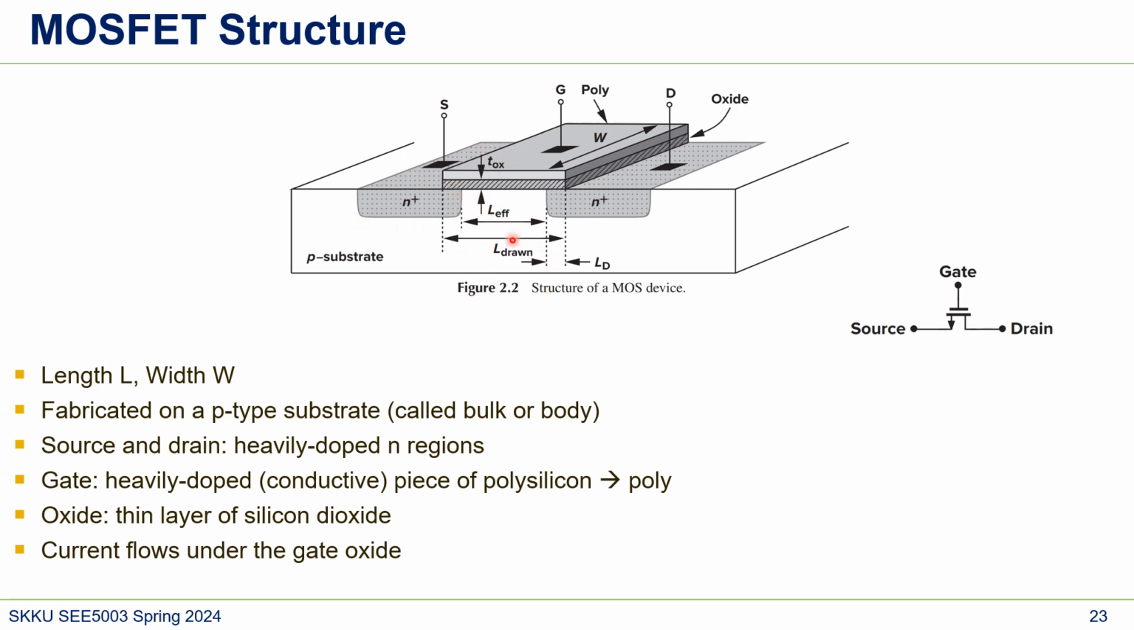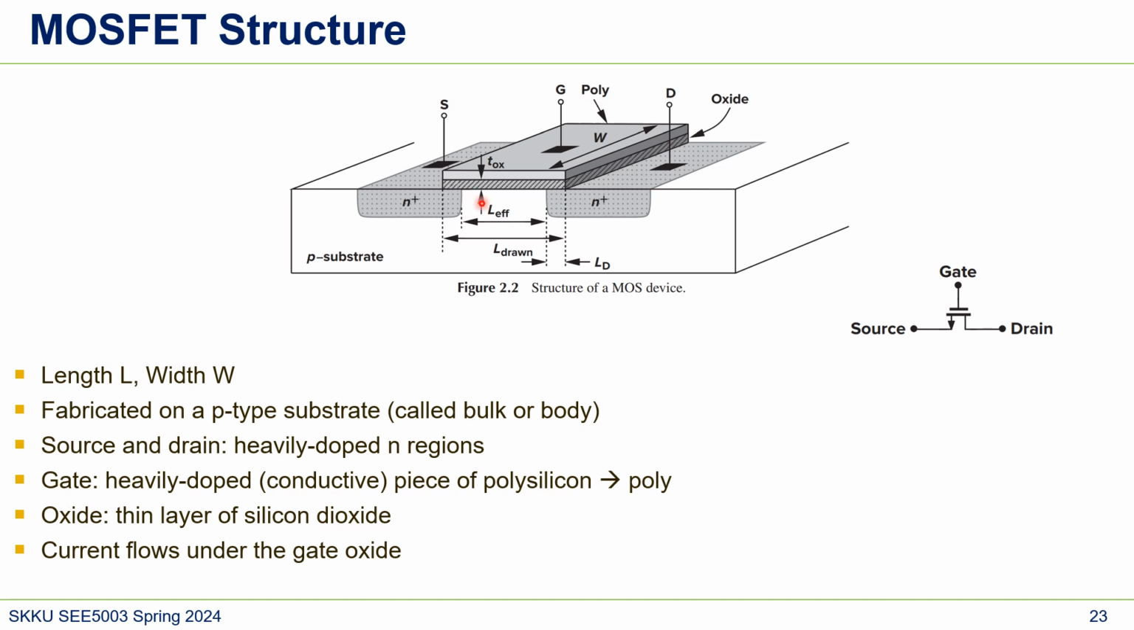The next one is the gate here. The gate is made from polysilicon, which is heavily doped so it becomes conductive. We call it simply poly. So here's the gate. And the other thing is the oxide. The oxide is here, you see that? A thin layer between the gate and the P substrate. This is silicon dioxide, SiO2.